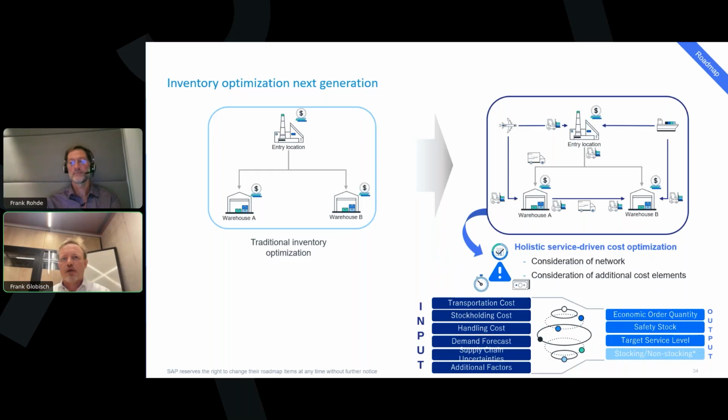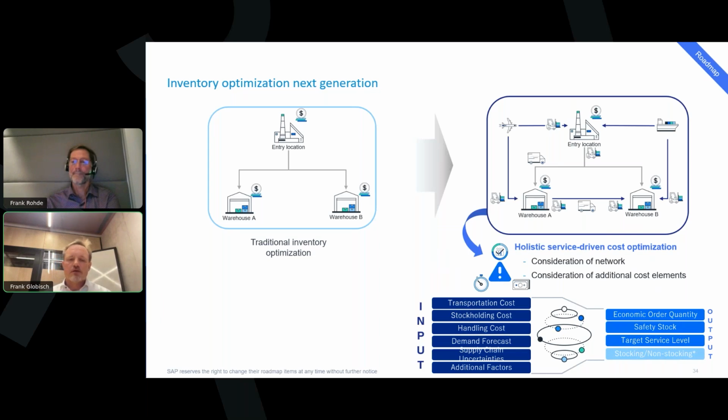So it's much more important to have a holistic service-driven cost optimization that still considers the network, but also additional cost elements. What you see here is we've enhanced a lot of our factors on the input side: we are not only looking at stock holding costs, but also at the different transportation cost rates and handling cost rates, as well as some additional input criteria in order to come up with a cost optimal solution, considering, for example, parameters like minimum and maximum target service levels, because the target service level is no longer an input, but actually becomes an output with that new optimization.